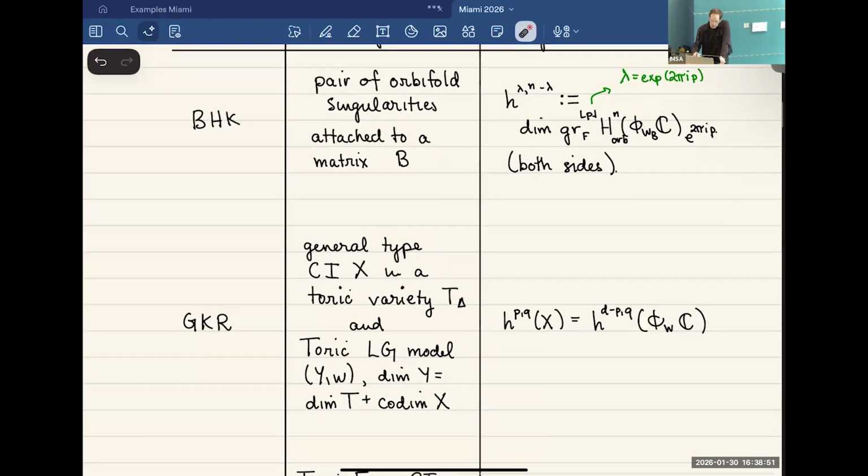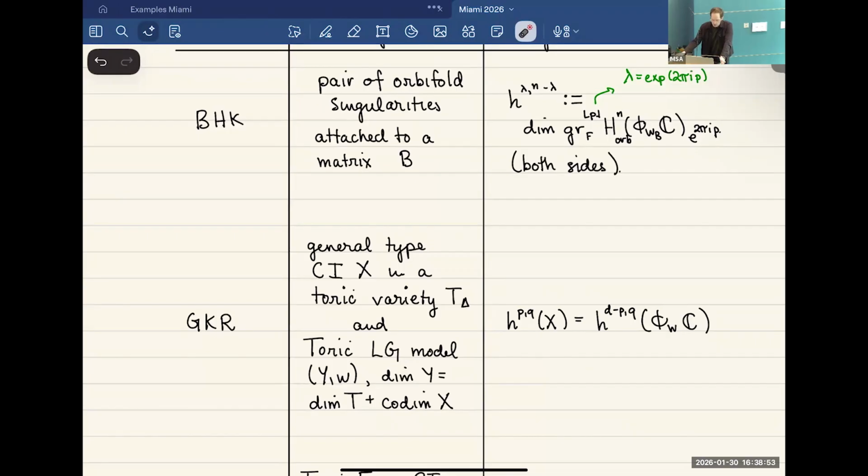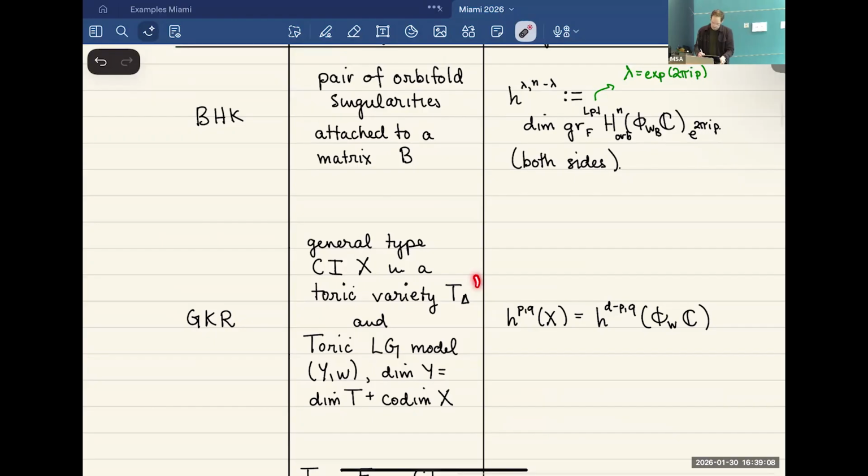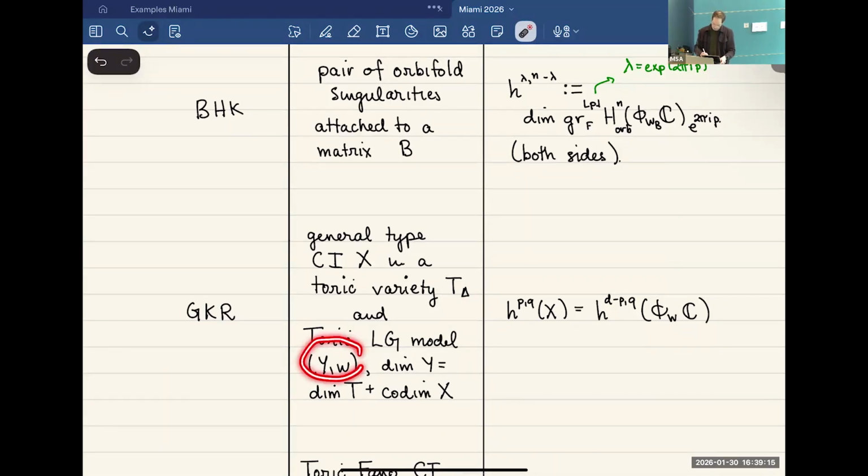Another example where the sort of topological duality has been checked is the Gross-Katzarkov-Ruddat paper. So this is, in this case, they take complete intersection varieties or hypersurfaces of general type that live inside of a toric variety T delta. And the mirror object here is a Landau-Ginzburg model, which I'll write Y, W. So this is something where the total space is dimension equal to the dimension of the underlying toric variety T delta here, plus the codimension of X.